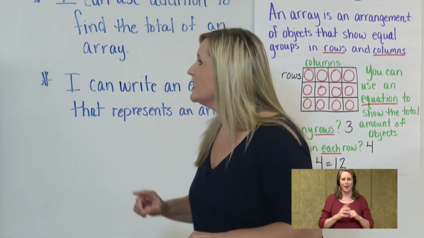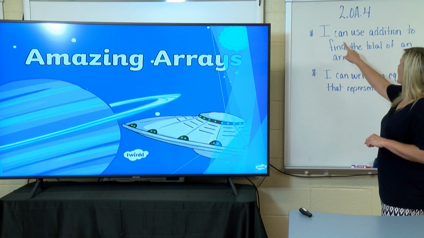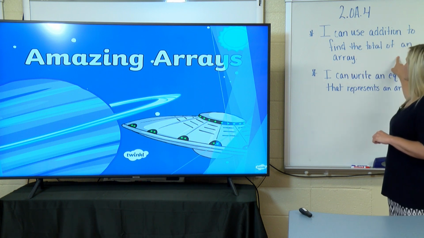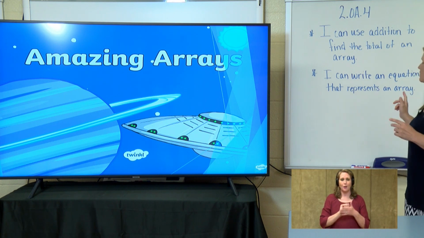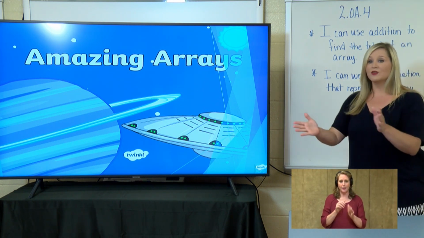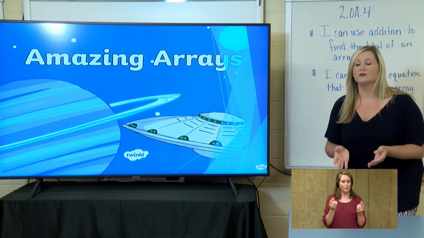All right, so our I can statements today. I can use addition to find the total of an array. I can write an equation that represents an array. So that is what we are going to learn to do today.